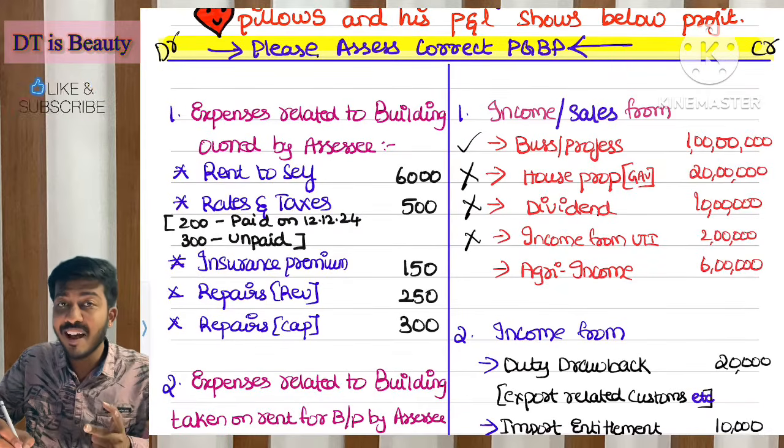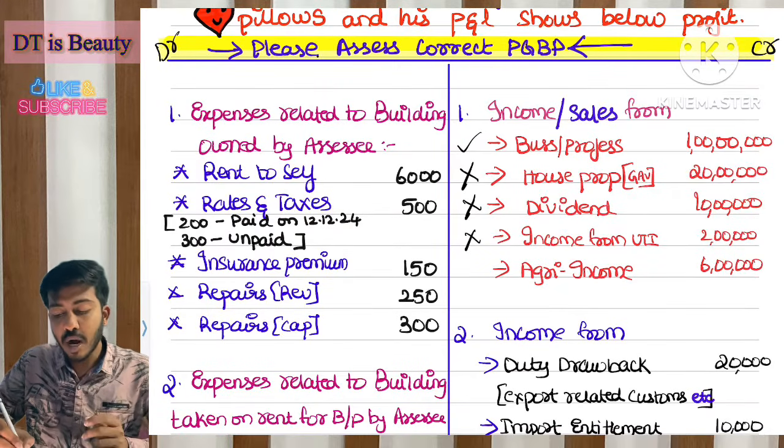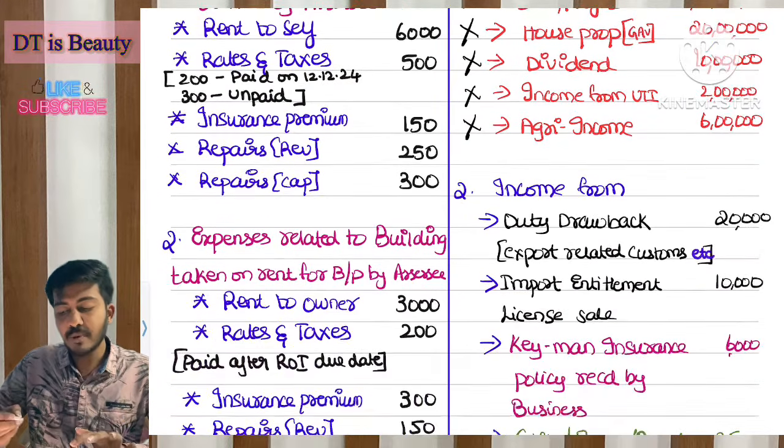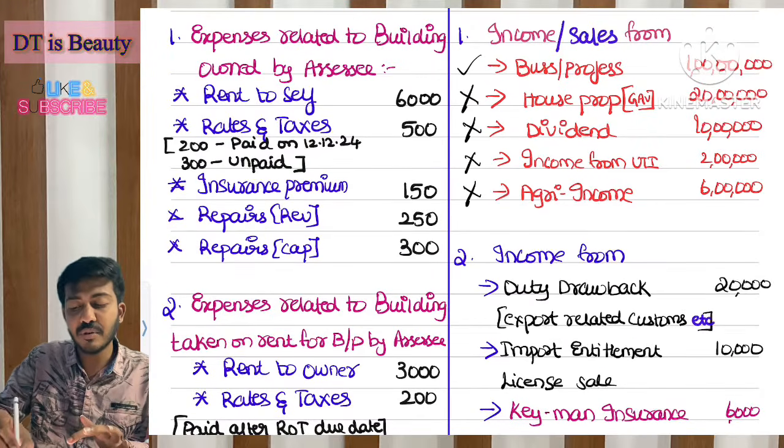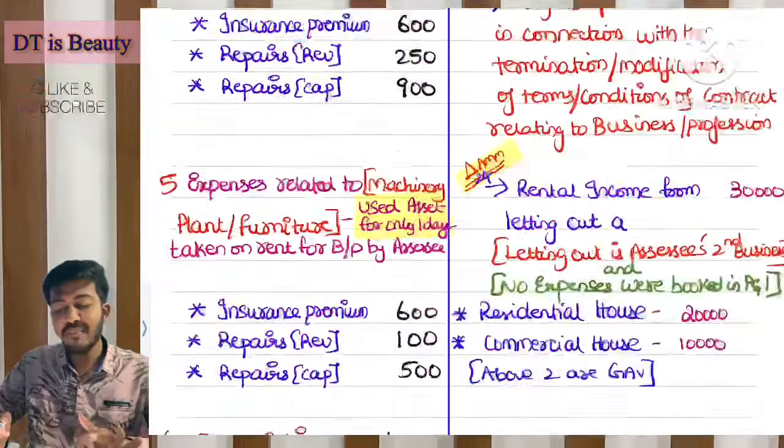Agriculture income is in fact an exempt income. It should not come in PGBP. Next, come to the second question. We have finished the first question, right? Let us go to the answer and fill all these numbers.